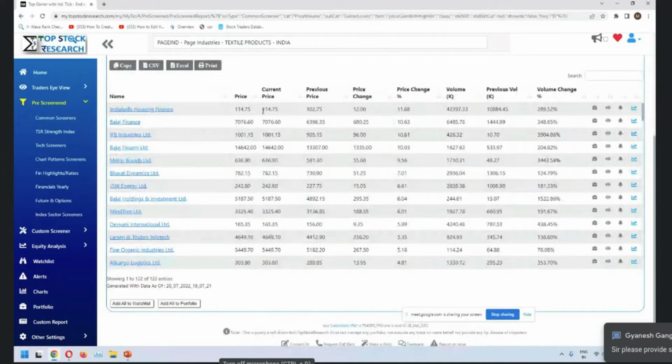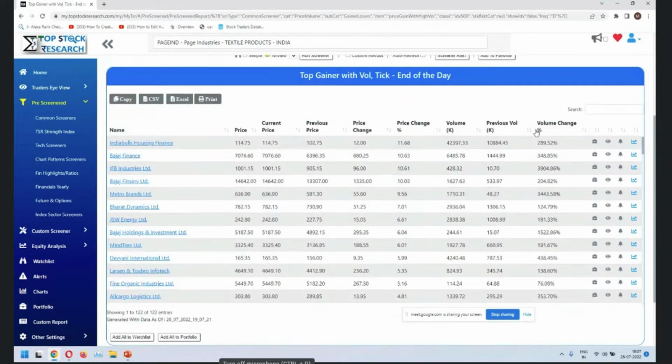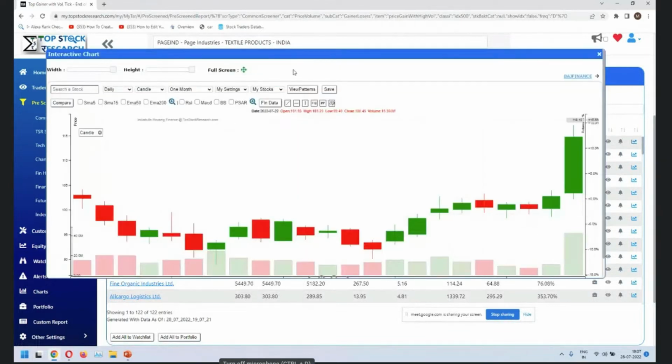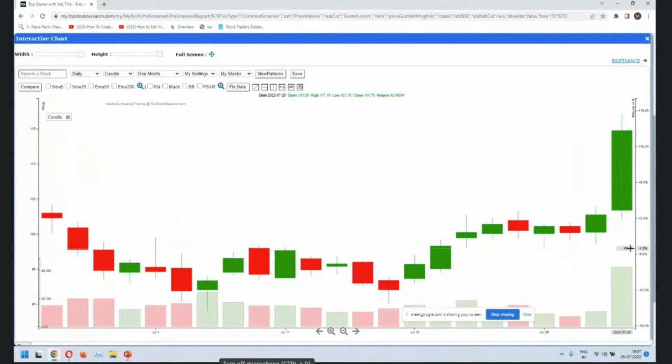These are the stocks which have gained pretty much 11% today with 289% volume, right? So this gives you a very good perspective. Now, looking at that table is sometimes a little painful. What you can do is just click here and maximize it. Now, these are the stocks which have gained a lot with a lot of volume.